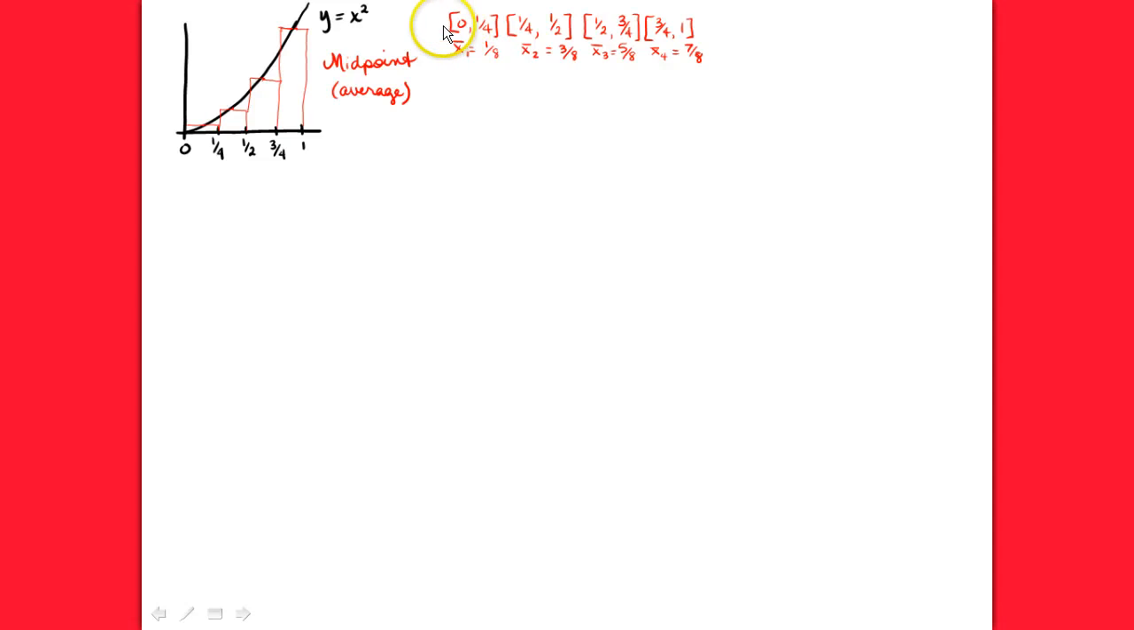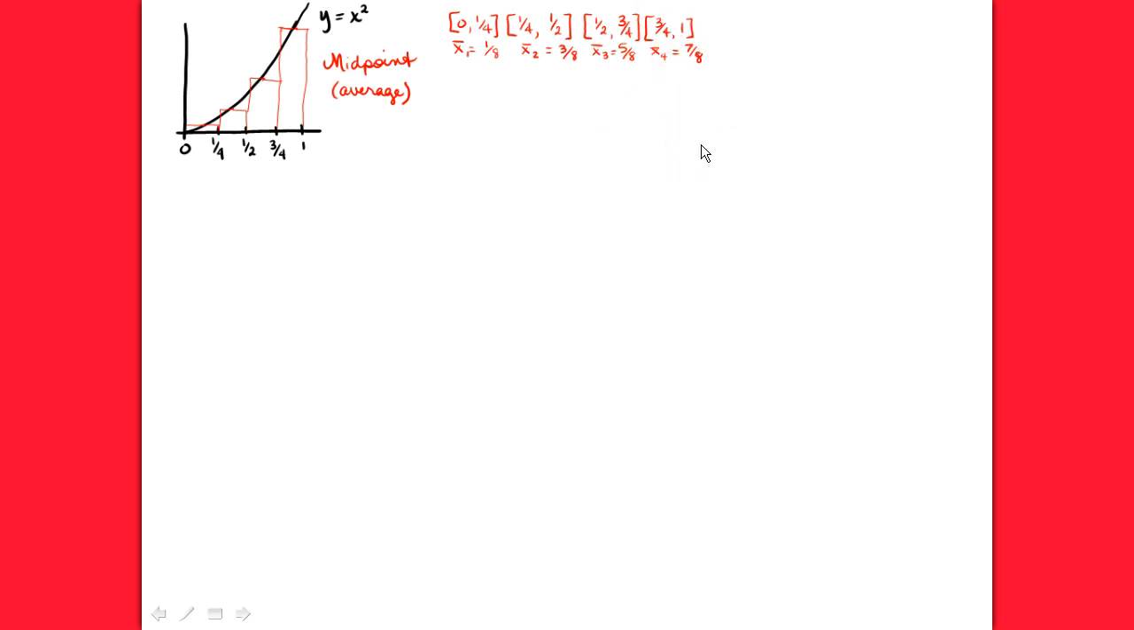So I could say, okay, what's halfway between 0 and 1/4? Literally add them up and divide by 2 and you get 1/8. What's halfway between 1/4 and 1/2? Add them up, divide by 2, you get 3/8. Add these and divide by 2, 5/8. Add these, divide by 2, 7/8.